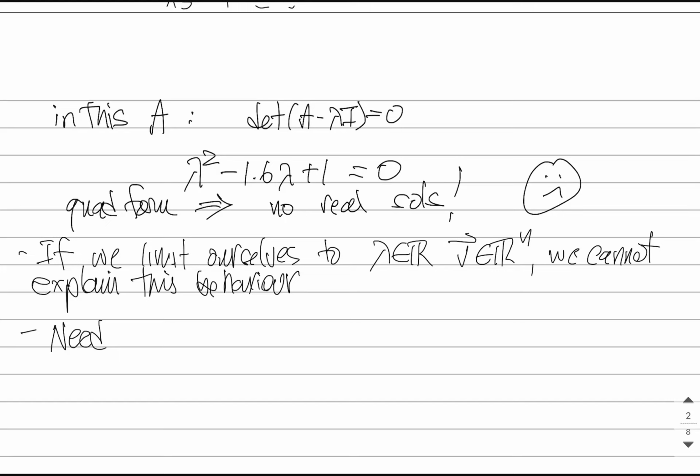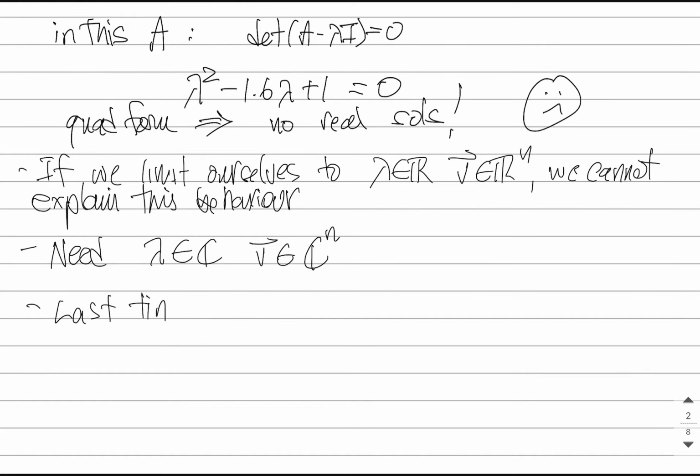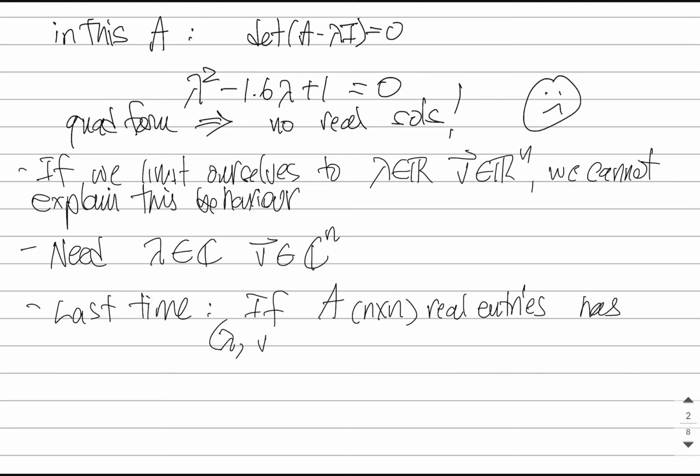And that's why we need our lambdas to be complex values, and we're also going to take our vectors to be complex entries. Last time in class, I talked about, look, if a matrix is n by n with real entries only, so no complex entries, and if it has an eigenvalue and an eigenvector pair, then this equation is true. Av equals lambda v. That equation has to be true.